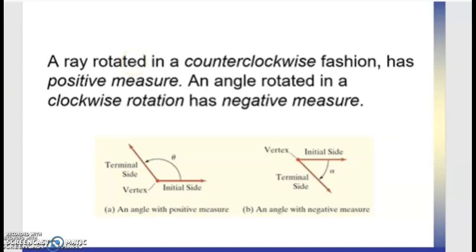A ray rotated in a counterclockwise fashion has a positive measure. An angle rotated in a clockwise fashion has a negative measure. An example of both is provided.